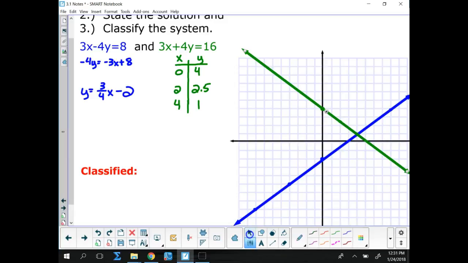My question to you is this. Do those lines intersect? Yes. Where do they intersect? At the point 4, comma 1. So that is my solution. Meaning, if I put 4 into both of my functions for x, I should get out y equals 1. And I do.